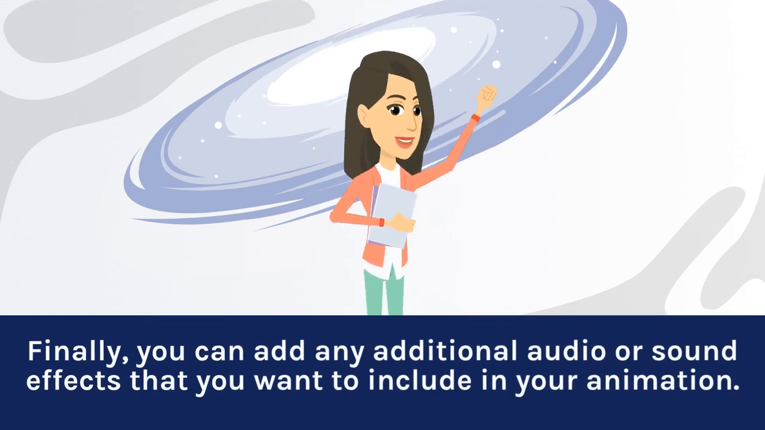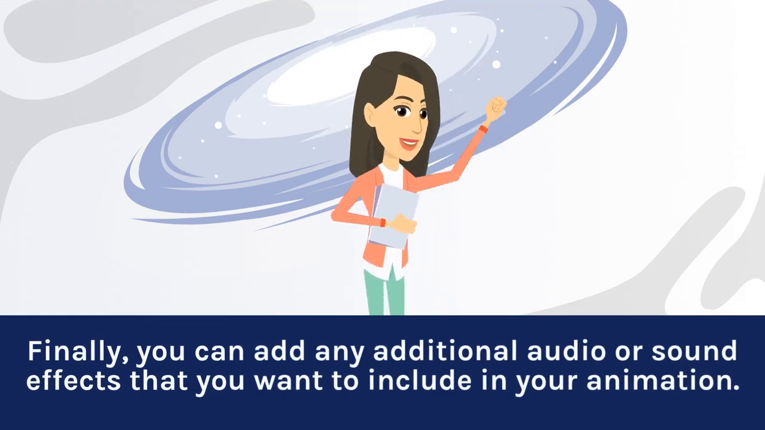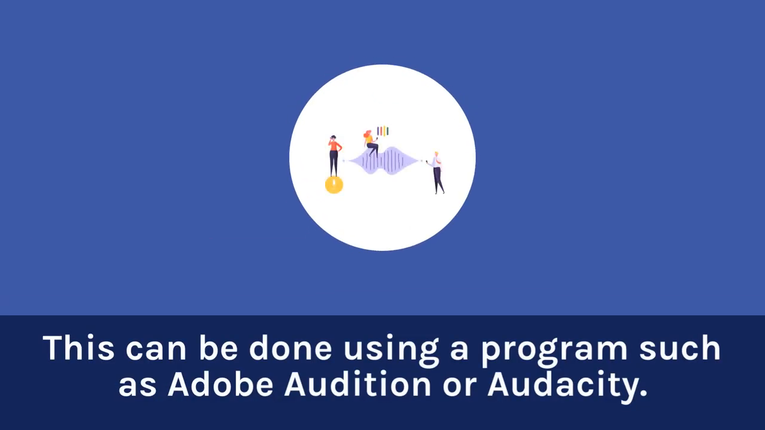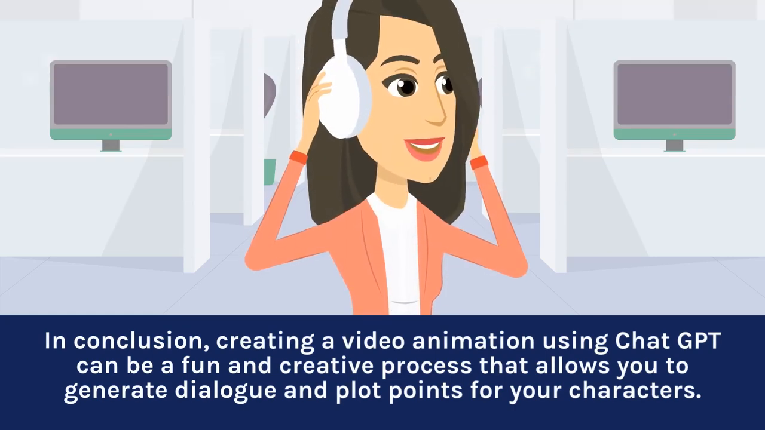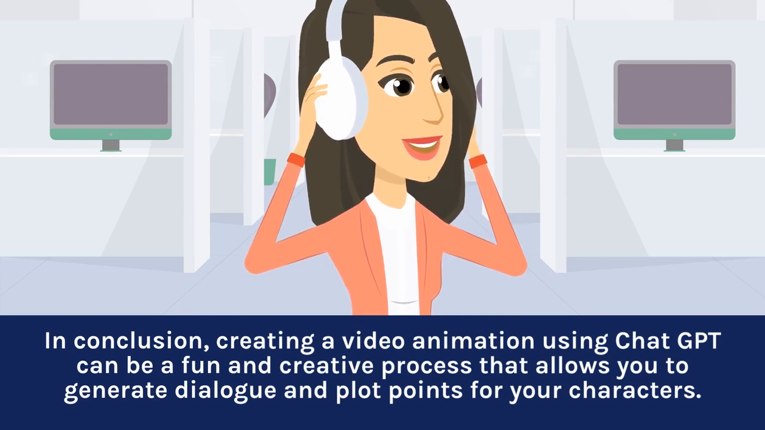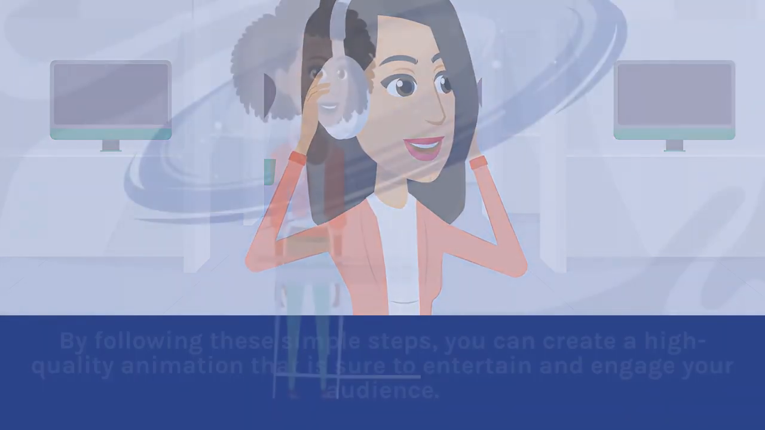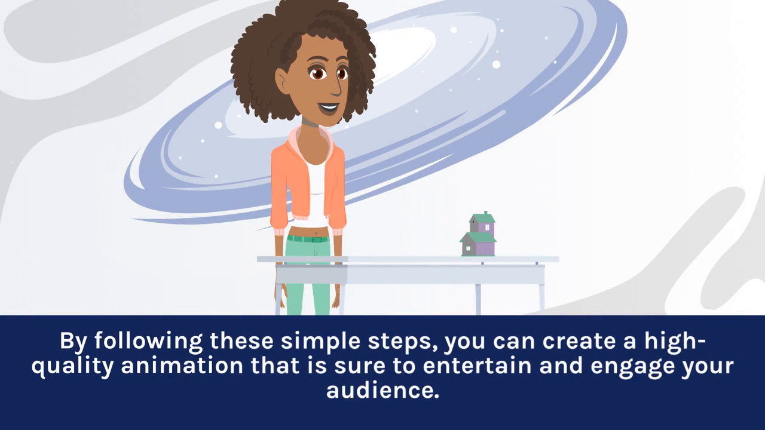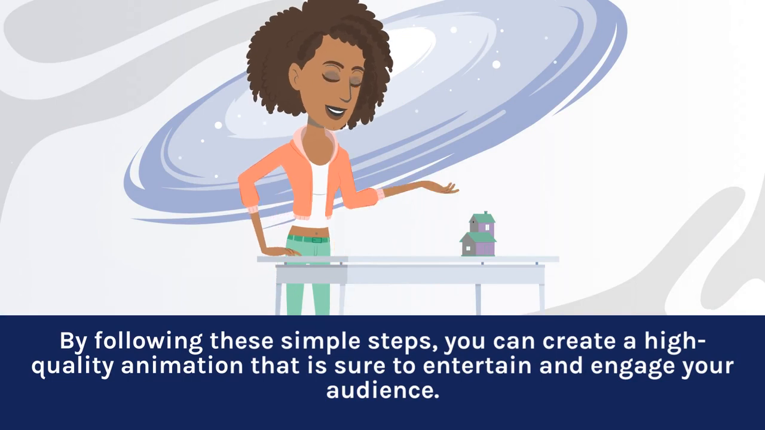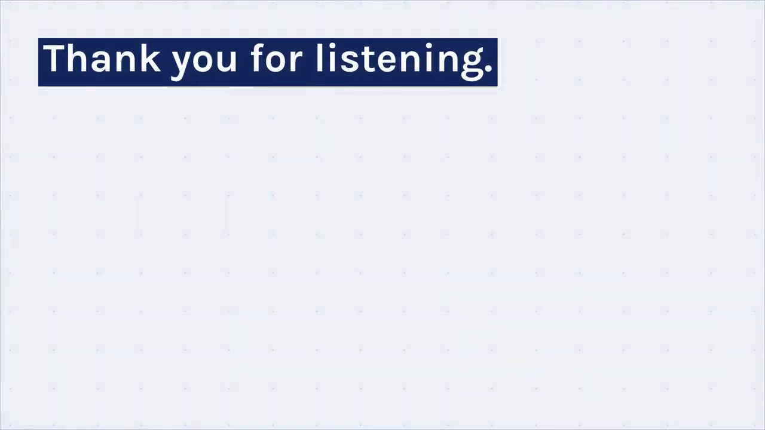Finally, you can add any additional audio or sound effects that you want to include in your animation. This can be done using a program such as Adobe Audition or Audacity. In conclusion, creating a video animation using ChatGPT can be a fun and creative process that allows you to generate dialogue and plot points for your characters. By following these simple steps, you can create a high-quality animation that is sure to entertain and engage your audience. Thank you for listening.